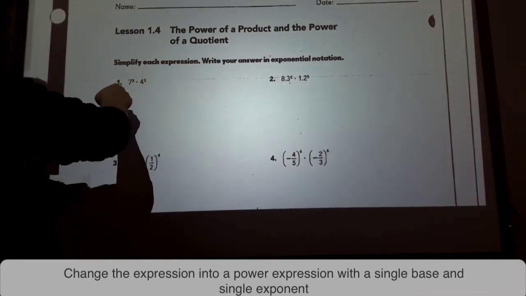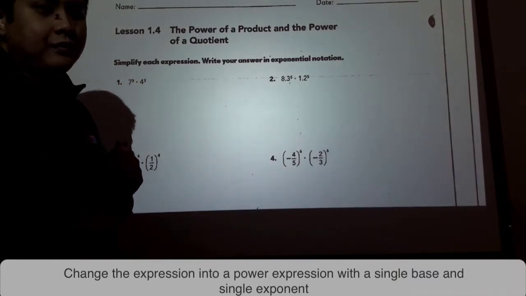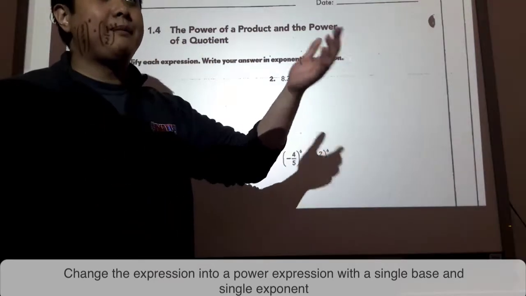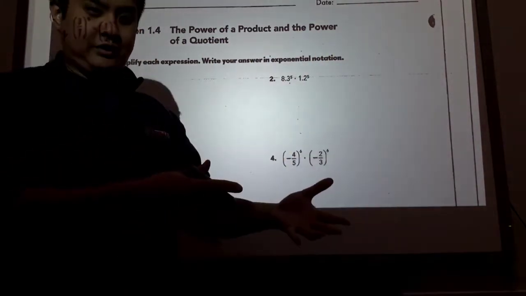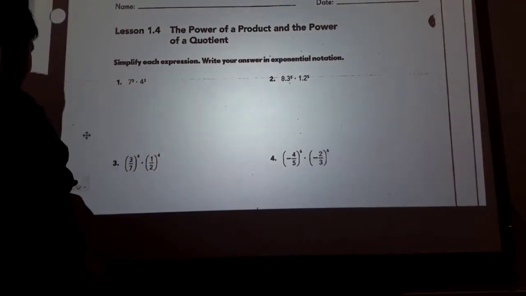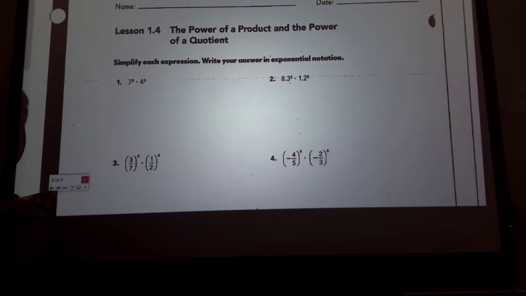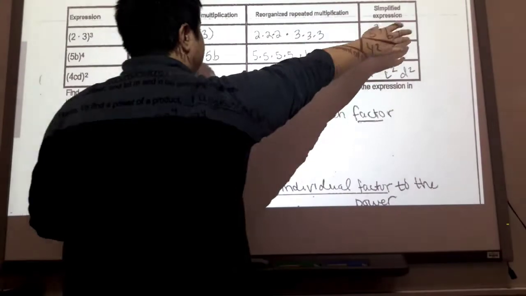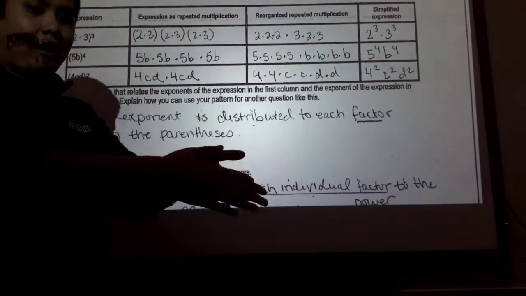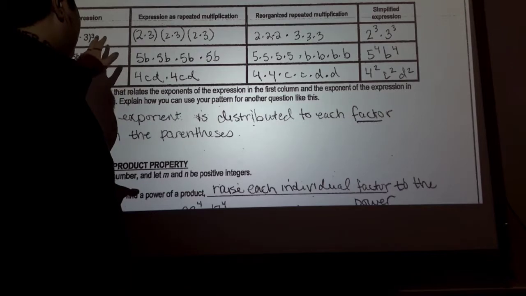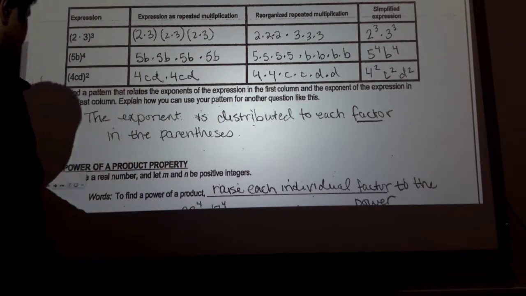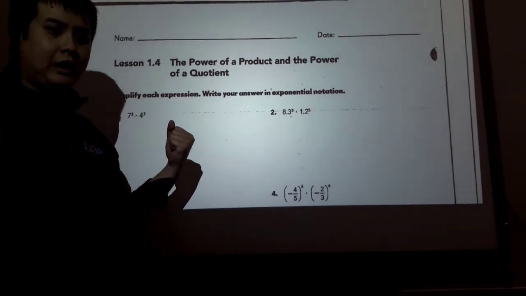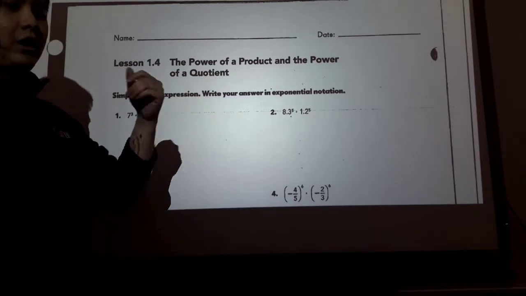So right here, we have 7 to the 3rd times 4 to the 3rd. Here, what we can do is use the power of a product property and reverse it. This is very similar to 2 to the 3rd times 3 to the 3rd. Notice how they have the same power, to the 3rd, and that came from 2 times 3 to the 3rd. So we're going backwards, and trying to make this into one power, one base and one exponent.